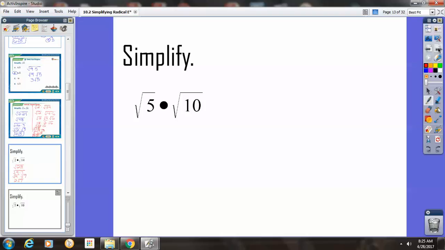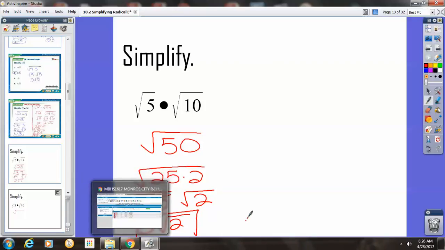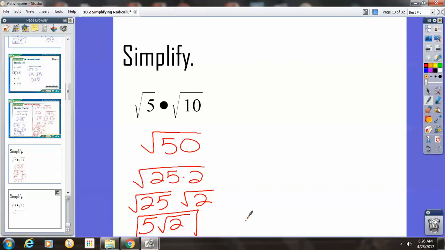This one, the square root of 5 times the square root of 10. Neither of these can be simplified. The only option is to multiply. What is 5 times 10? 50. We can break 50 down into 25 times 2. The square root of 25 times the square root of 2. What is the square root of 25? 5. Radical 2. And remember, just check out your radicand to make sure that you can't break it down anymore. And of course, 2 can't be broken down any further.